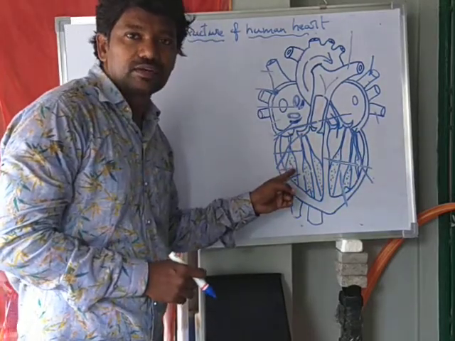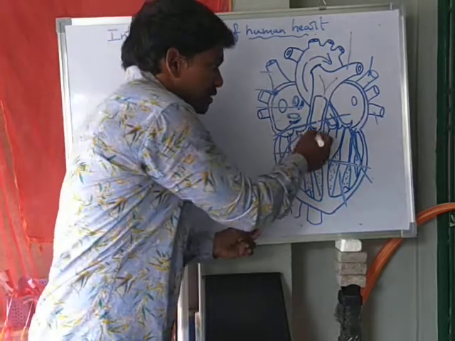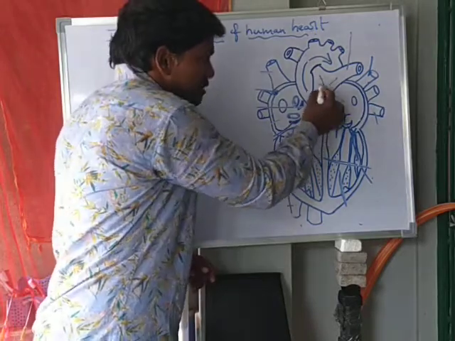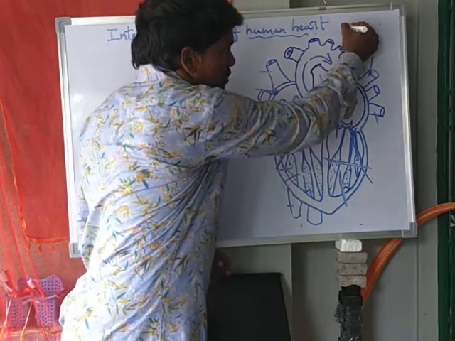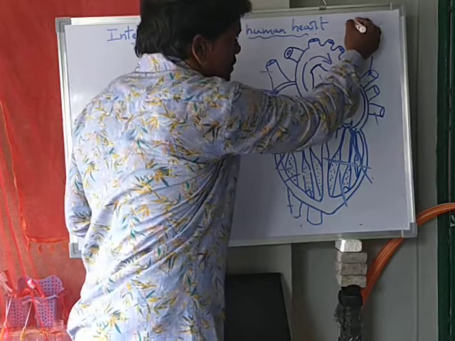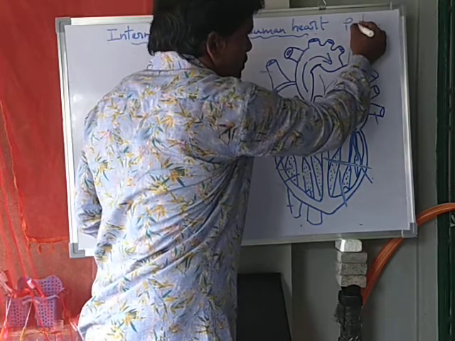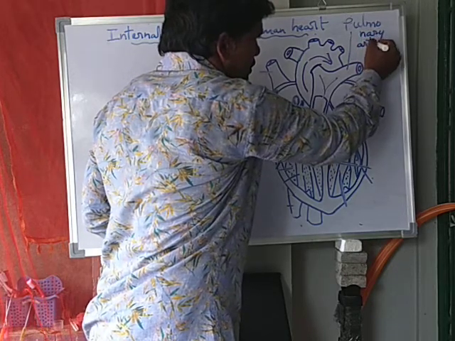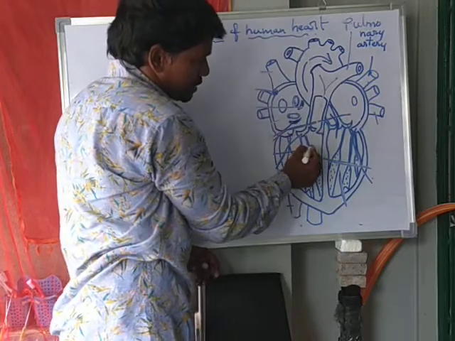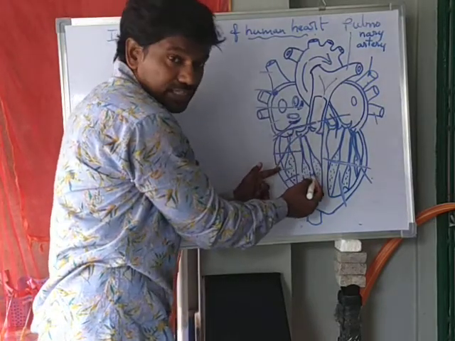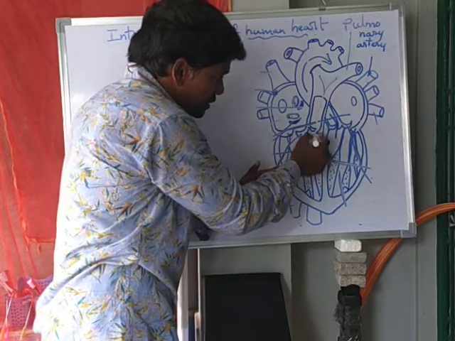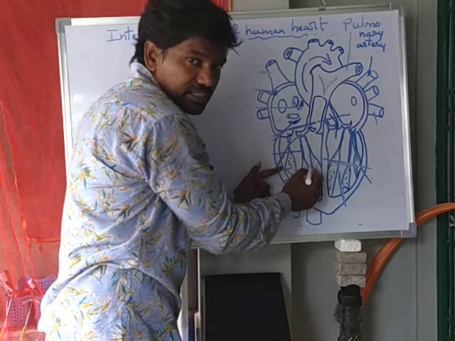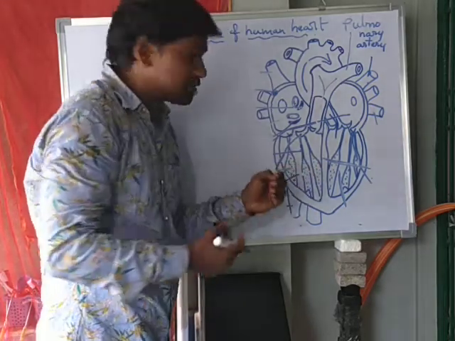From the right ventricle, the pulmonary artery derives. So this one is the pulmonary artery. This one is the right ventricle. Here we see the pulmonary artery, which arises or is derived from the ventricle.